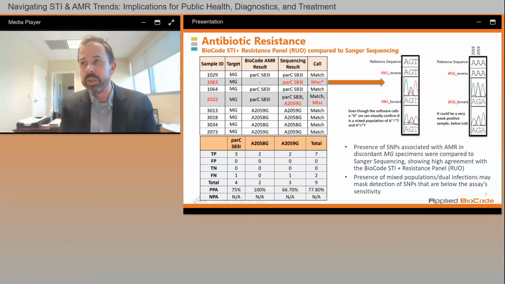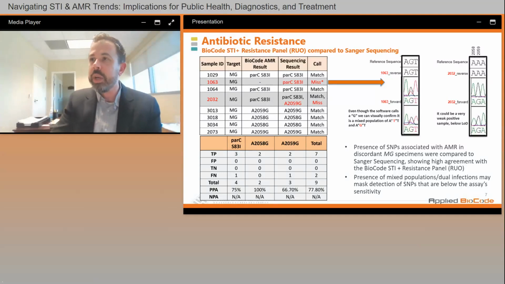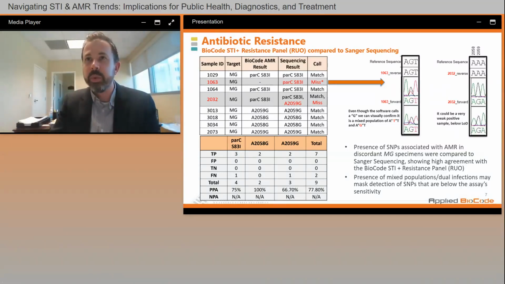And you see the breakdown for each of those targets now. So far, it's performing well. It's very exciting to see some of this data come through, and there's possibility for detection of these antimicrobial resistance markers that we're seeing.